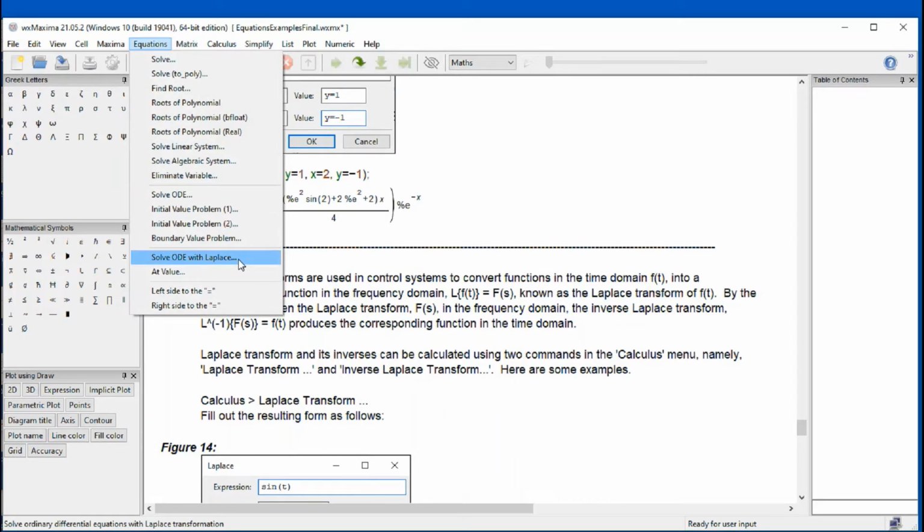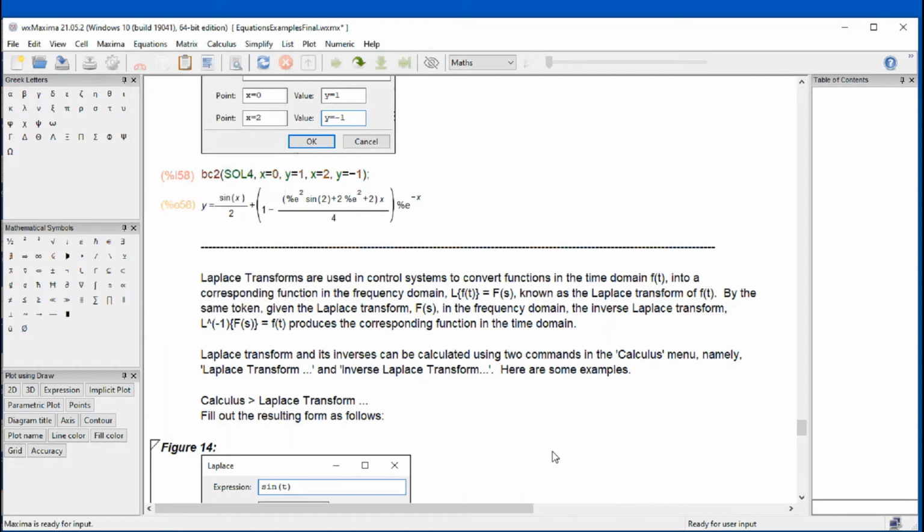Solve the ODE with a Laplace transform. Now, Laplace transform is used in signal processing, and it's such that if you have a function of time, the Laplace transform is an expression that will give you an equivalent function of frequency, s. And the inverse Laplace of the function in the frequency domain will give you the original signal as a function of time. Details of the Laplace transform can be found online or in any book on differential equations.